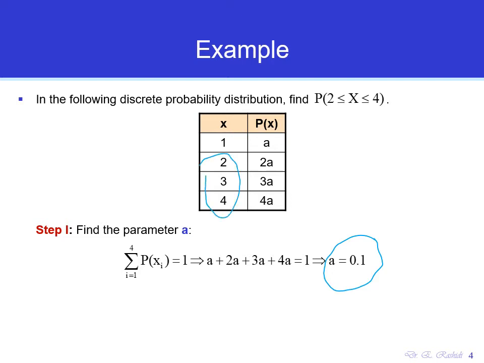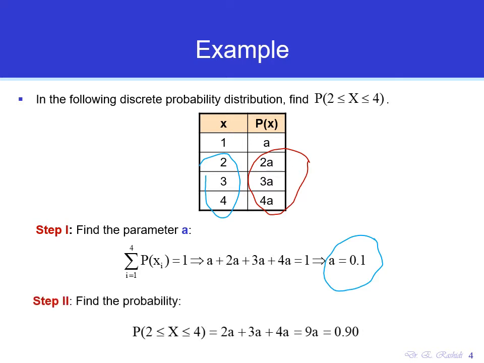Now that we have a, we can find the probability that x is between 2 and 4, including 2 and 4, and that's going to be the summation of these values. We just have to replace a with 0.1. So it's going to be 2a plus 3a plus 4a, which is equal to 9a, and a is 0.1, so the probability is 0.9.